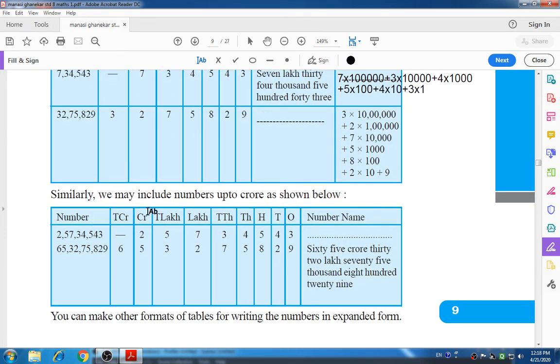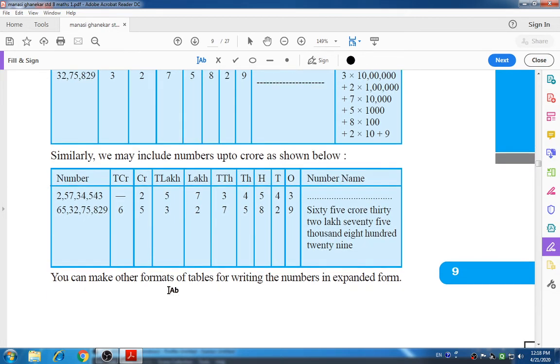Okay, similarly we can include numbers up to crore as shown below. You can solve this yourself, so try to solve it in your notebook. It is very easy. Just concentrate on your study. You can solve this. And you can make other formats of tables for writing the numbers in expanded form. Okay, you have to write this expanded form also for crore numbers.